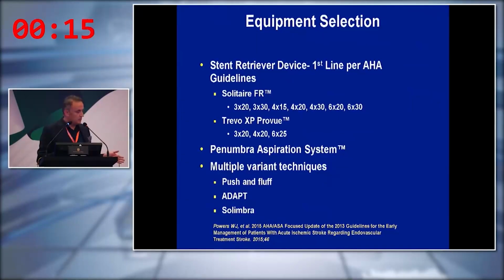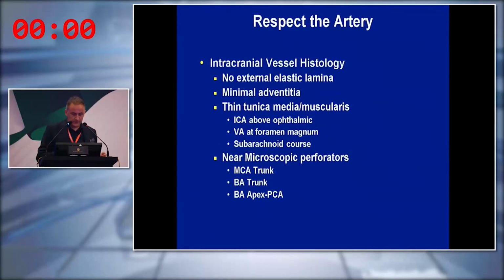I think Asim will talk more about stent retriever devices. They are stent-like devices for the embolectomy. We have Solitaire retrievers and many other devices now in the market. And there is the Penumbra aspiration system. We can do aspiration manually, but also with the Penumbra device. And we have other techniques, like Hamza mentioned, such as Sonimbra, ADAPT, or the push and pull technique.